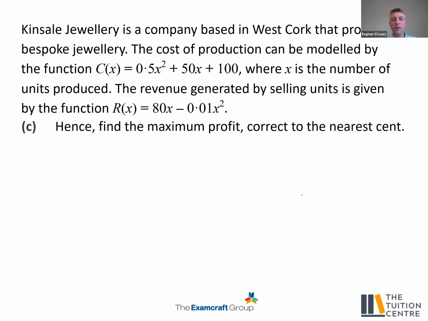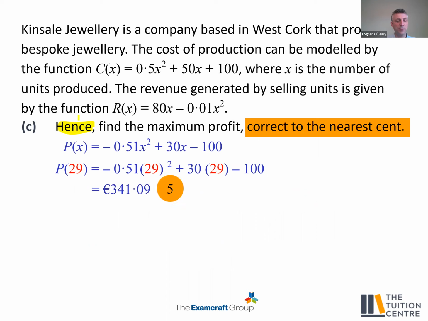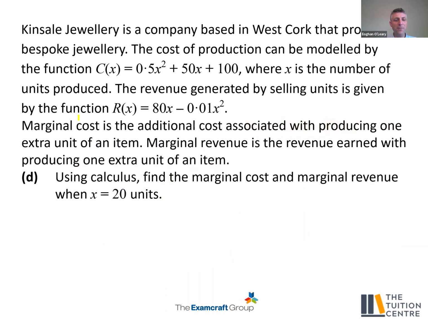Hence, find the maximum profit. So we have our profit function. We now have our value of x, and it says hence. So that's using the answer we've just gotten. So we're going to put in the 29. And we want to correct it to the nearest cent. So it's 341.09, and that's another 5 marks. So hopefully we're going okay.